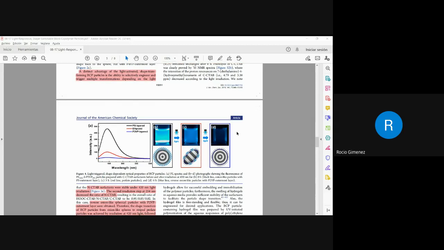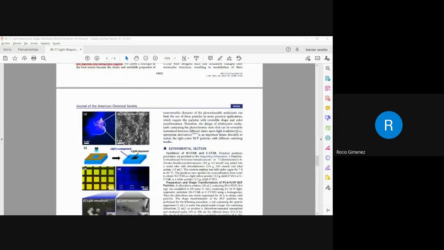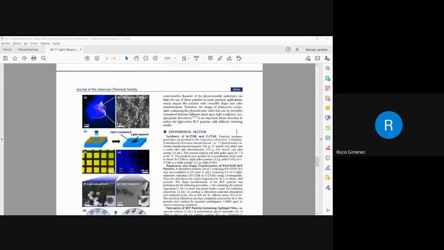And finally, to demonstrate the potential of the light-triggered shape control of block copolymer particles in patterning features with microscale resolution, they fabricated hydrogel films containing these particles and irradiated them through a photomask and examined the local shape and fluorescence characteristics in the exposed and the unexposed regions. Given the good dispersion of particles within the hydrogel matrix, each particle can act as a photographic pixel.